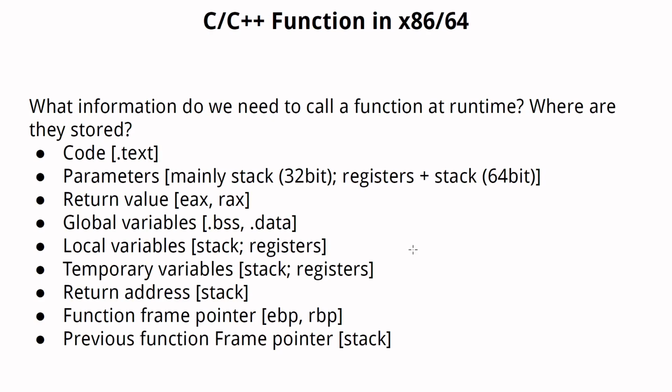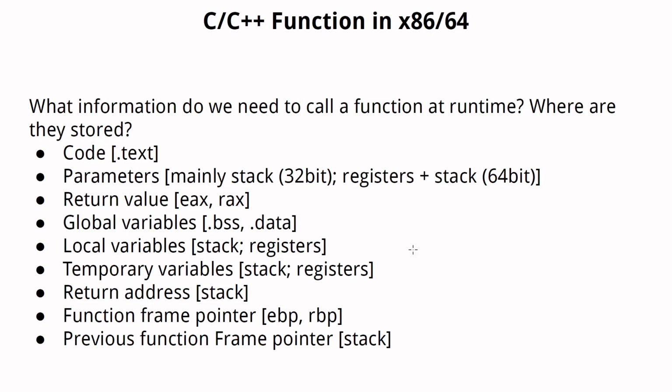So for a C program, the code obviously is in the .text section. We already know that. The parameters will be on the stack or in registers. In the previous example I showed you, P is actually on the stack. There are examples I will show you later today where it's in a register. The return value is always stored in a register. On a 32-bit machine, it's always stored in the register EAX. On a 64-bit machine, we use the 64-bit version of that register, which is RAX.